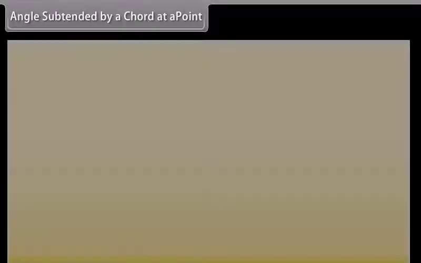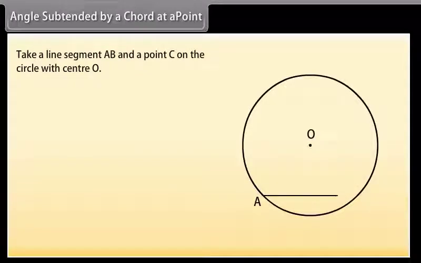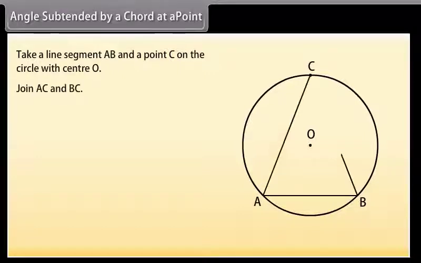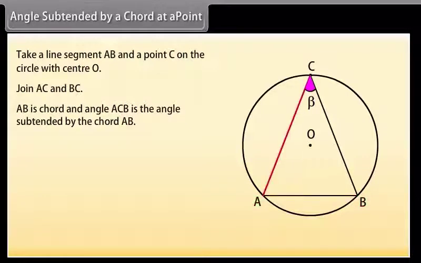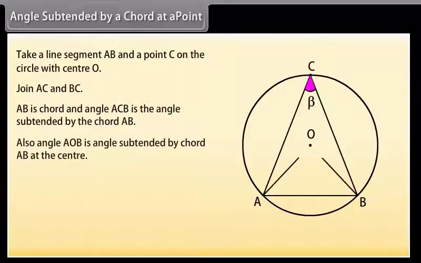Angle subtended by chord at a point. Take a line segment AB and a point C on the circle with center O. Join AC and BC. Here AB is chord and angle ACB is the angle subtended by the chord AB. Also, angle AOB is angle subtended by chord AB at the center.